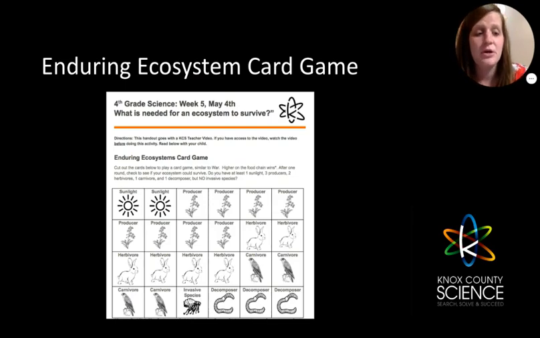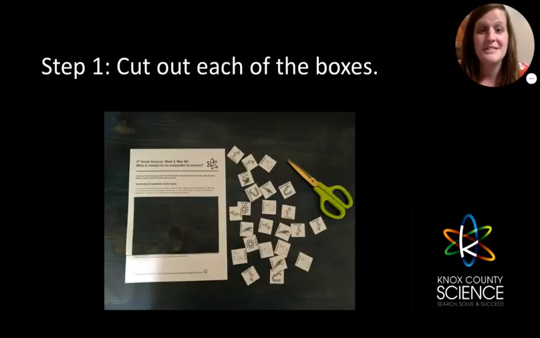So, now we're going to apply all that we've learned in order to play a card game. You're going to need the page in your packet that looks like this one here on the screen. Step 1. Cut out each one of the boxes. It will look like the picture shown on the screen. Pause while you do this step.